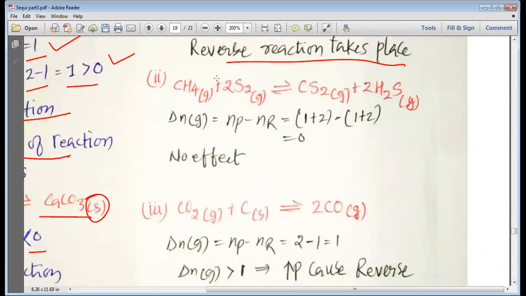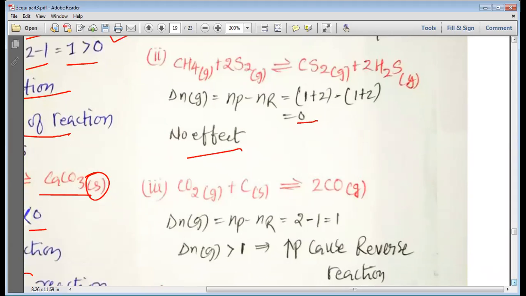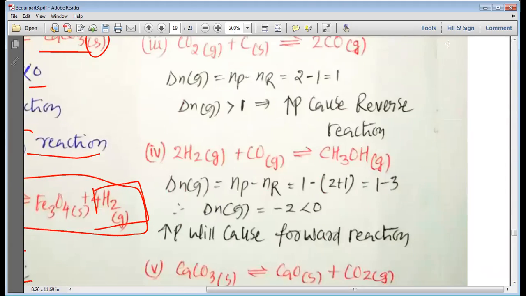Next question, CH4 gas plus 2H2S gas gives CS2 gas plus 4H2 gas. If you look into the product side, my dear students, the total number of moles is 1 plus 4... so on both sides the totals are equal. So delta N gas is equal to 0, and therefore there is no effect of either increasing or decreasing the pressure.